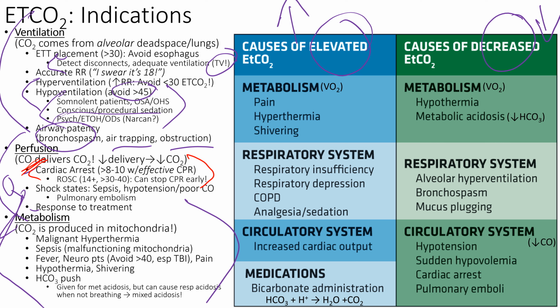Okay, so cardiac arrest, it's important. It'll tell you if you have effective compressions. When you're doing CPR, your end tidal CO2 should be 8 to 10. As long as that's there, you can say you're doing good compressions. Keep it up, right? If someone's not doing good compressions, you're going to see the end tidal CO2 go less than 8.